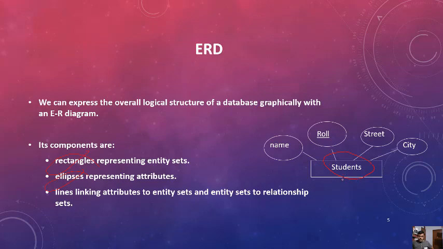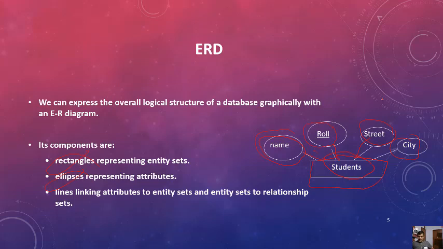Now ellipse represents the attributes. These are the attributes. Name is an attribute of this entity. Role is another attribute of this entity. Street is another attribute, and city is another attribute. These are the attributes which are associated with these entity sets, and these lines we call links, which link these attributes with the entity sets. So in this ER diagram we represent attributes and entities in this way.